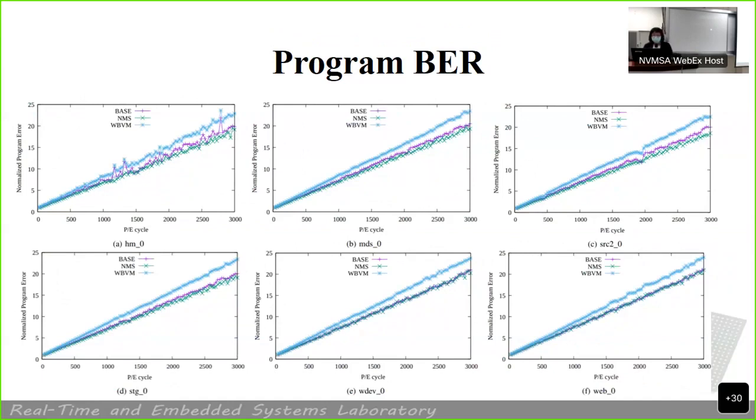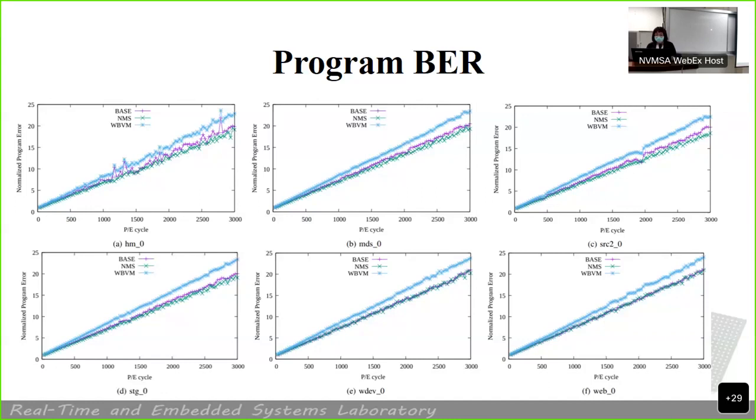The figure presents the program error under each workload. The proposed NMS averagely reduced error by 17.1% compared with WBVM. In WBVM, hot data suffered more program error, with 13.5% higher program error than the baseline on average. The NMS strategy took the characteristics of 3D charge trap NAND flash into consideration and programmed hot data to higher states.